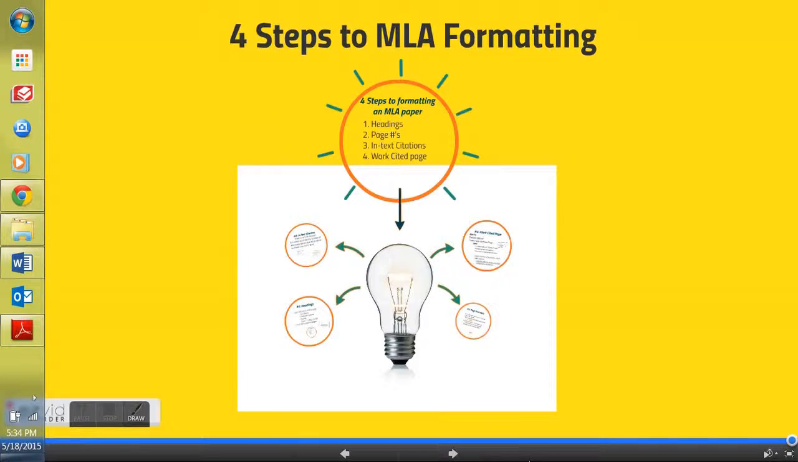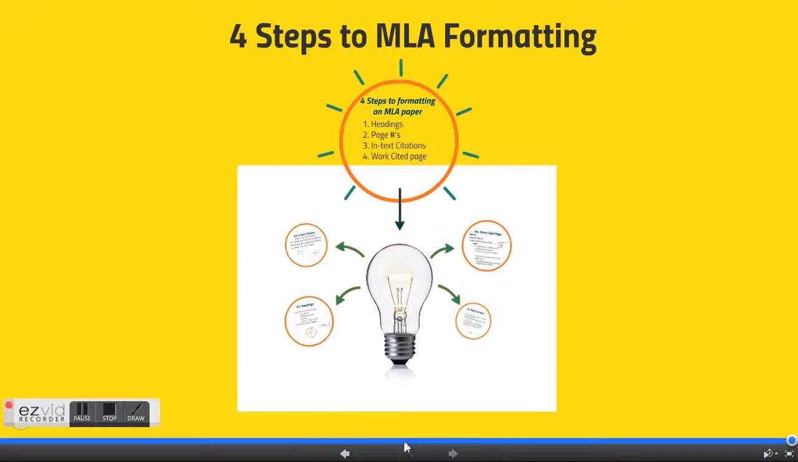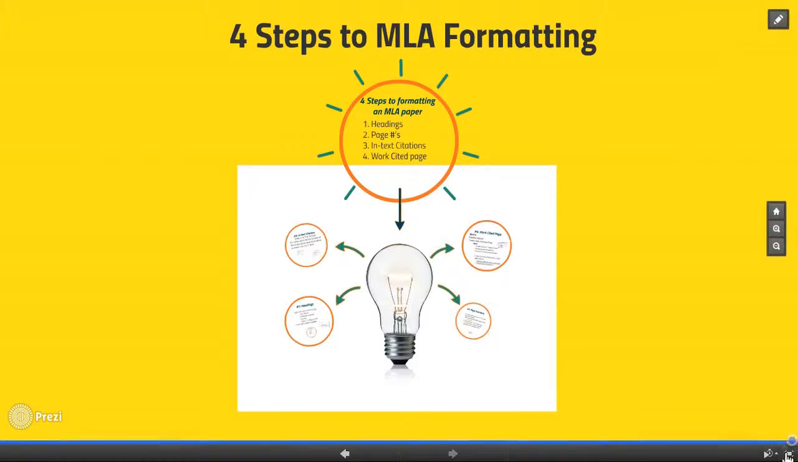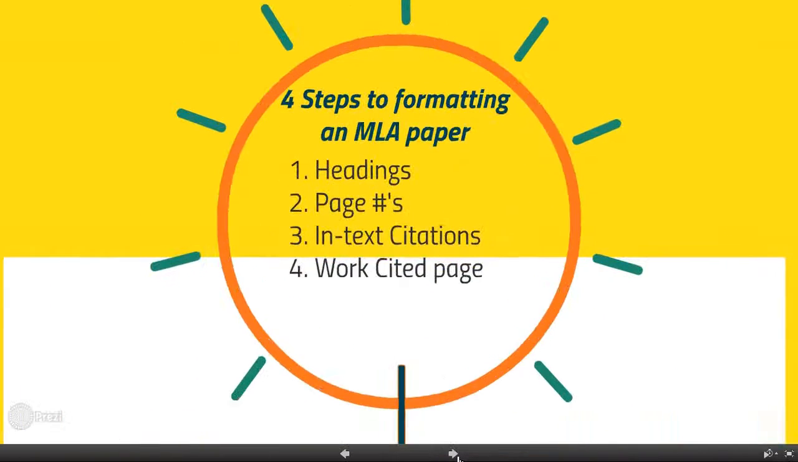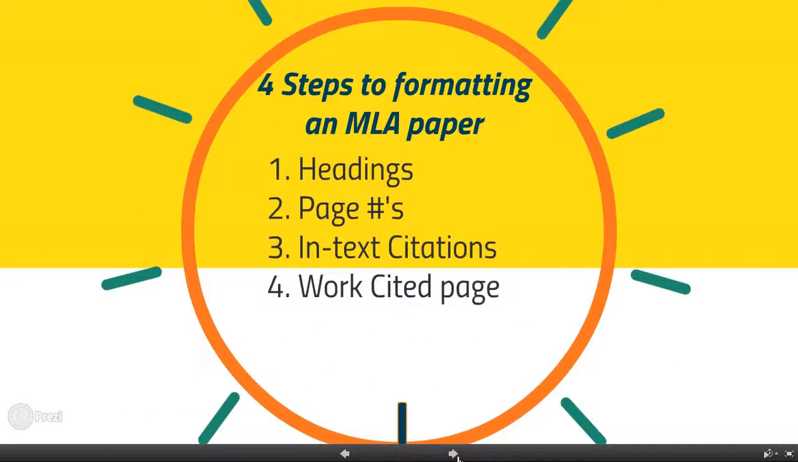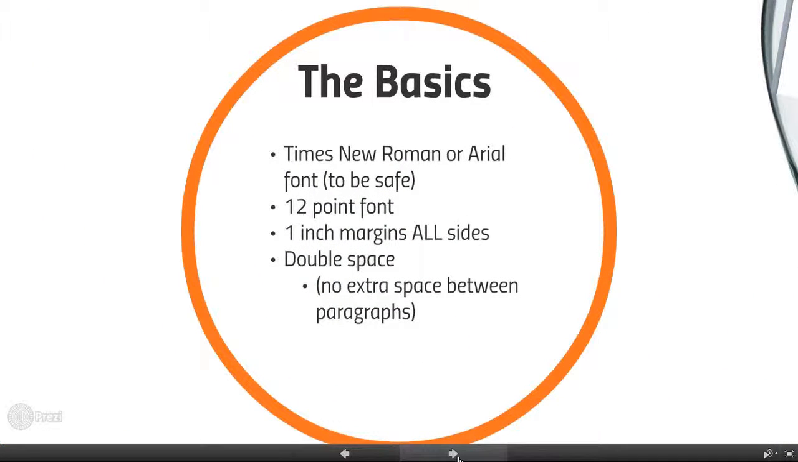Alright everybody, here is our presentation over the 4 steps to MLA formatting. Now, MLA formatting tends to be with English papers, mind you, but it can also happen in other classes such as humanities and in education courses. Now, the first steps to formatting an MLA paper, if we can get back to the front of our presentation, are your headings, page numbers, in-text citations, and your works cited page. Without these 4 things, you will not pass the criteria for an MLA paper.